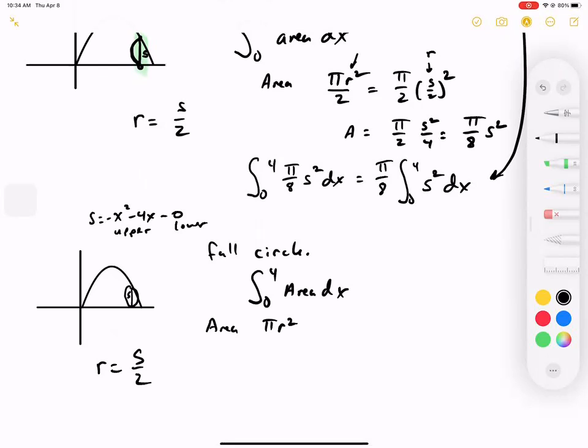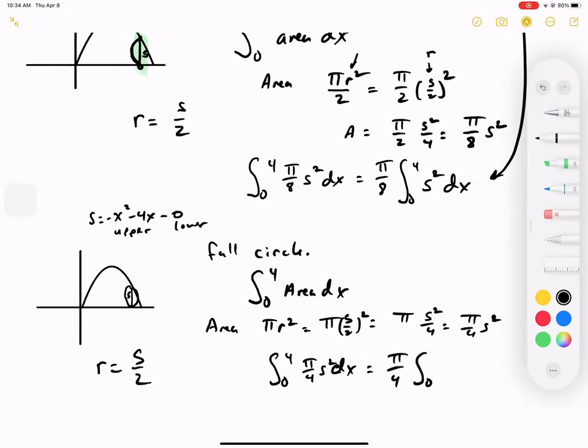Okay, so if we just rewrite this in terms of s, pi s over 2 squared, which is pi s squared over 4, which is pi over 4 s squared. Rewriting this, integral from 0 to 4 of pi over 4 s squared dx. Does anyone have an idea what I'm going to do next with this pi over 4? Right, I'm going to probably kick it out, right? Pi over 4 integral from 0 to 4 of s squared dx.